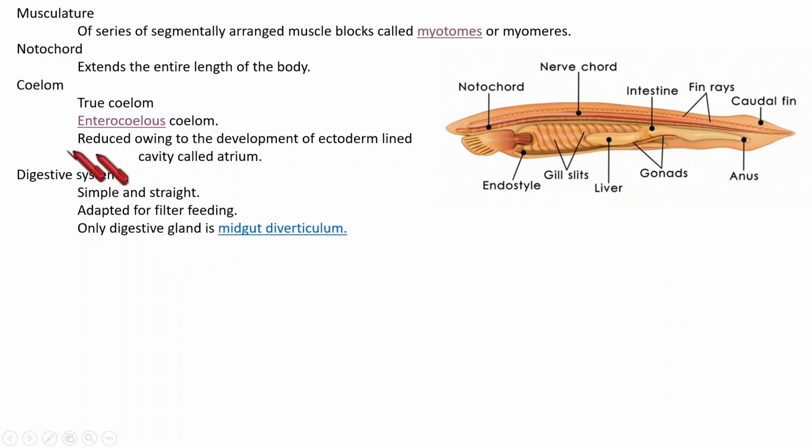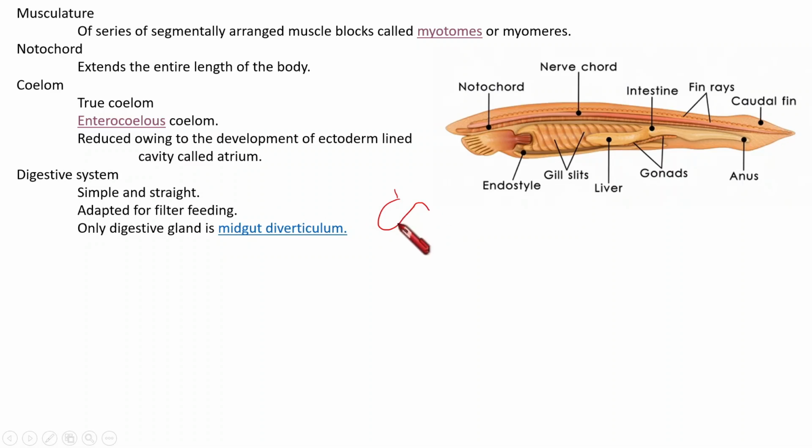So this cephalochordate possesses only one digestive gland. Its name is midgut diverticulum. Diverticulum means what? Diverticulum means a small pouch, formed as an invagination of something. So as it is forming in the midgut region, that structure is called the midgut diverticulum.